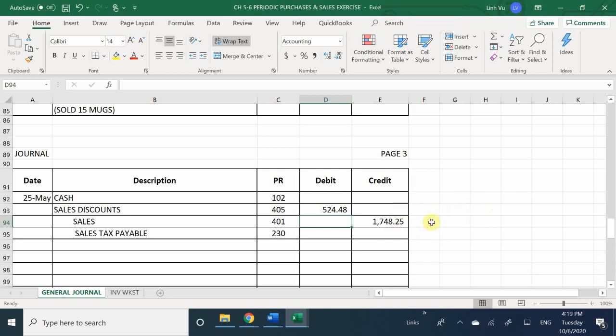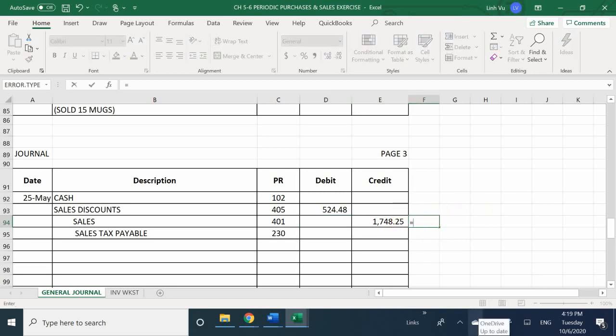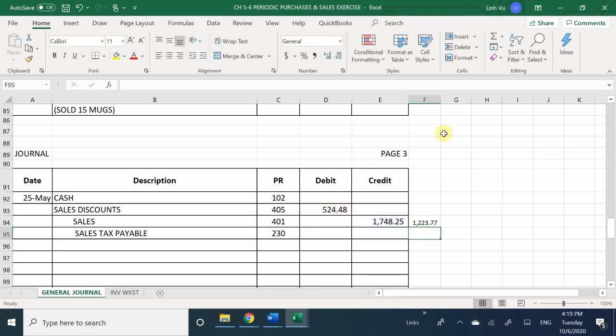So now I have to take our 1748.25 and subtract our discount of 524.48. Correct, which gives us a total of $1,223.77. And this is the amount that I'm going to base my tax off of. Correct. So what is my tax going to be off of this amount right here?